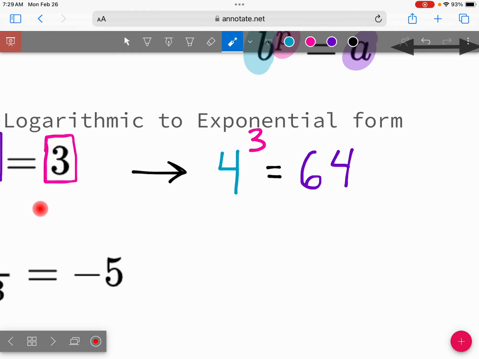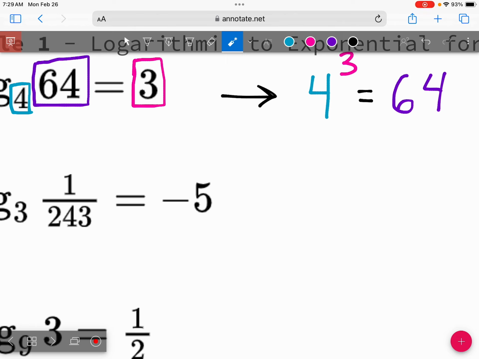There are reasons it works to write it like this, and that has to do with inverses. But these two pieces mean the exact same thing. This we know so much more about right now, so this is easier to work with. But there are times when we really need it to look like this. So that's what we're going to be doing today, just switching them back and forth between the two forms.